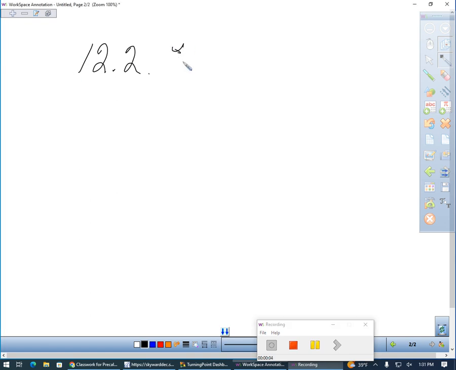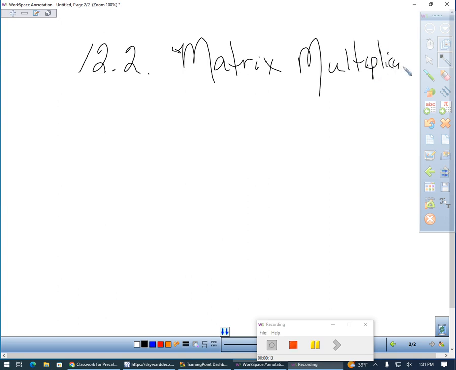So 12.2 matrix multiplication. And I'm going to squeeze in. There we go. All right. So the first part, however, is you're multiplying by a scalar. Maybe we're finishing a whole equation. All right. So, for example, if I have something that looks like this.